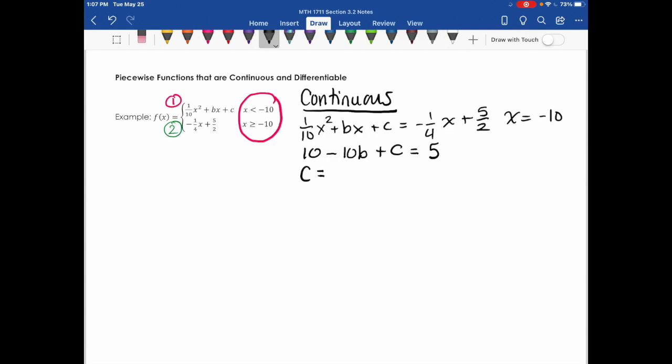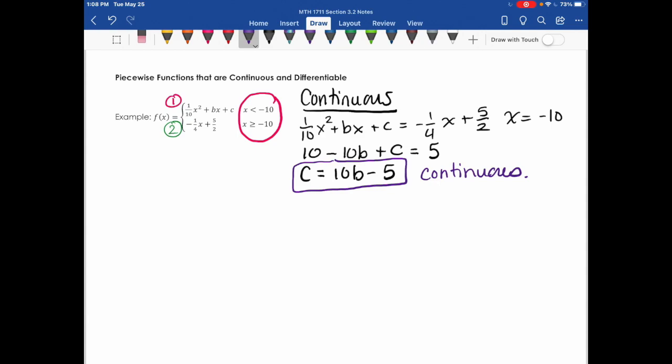So when I solve this for C, I'm going to get 10b minus 5. So I just combined like terms and isolated my variable for C. So this equation here is going to ensure that the function is continuous if this is satisfied.